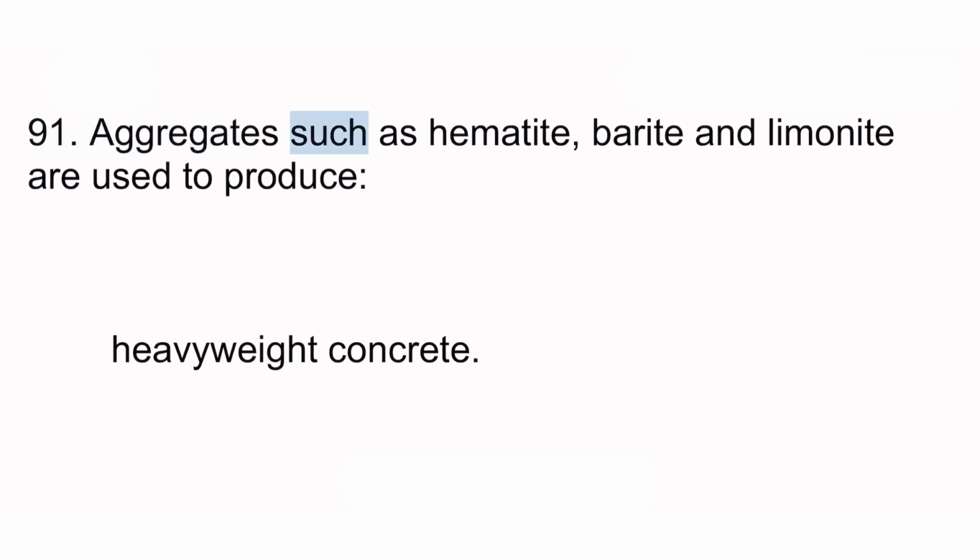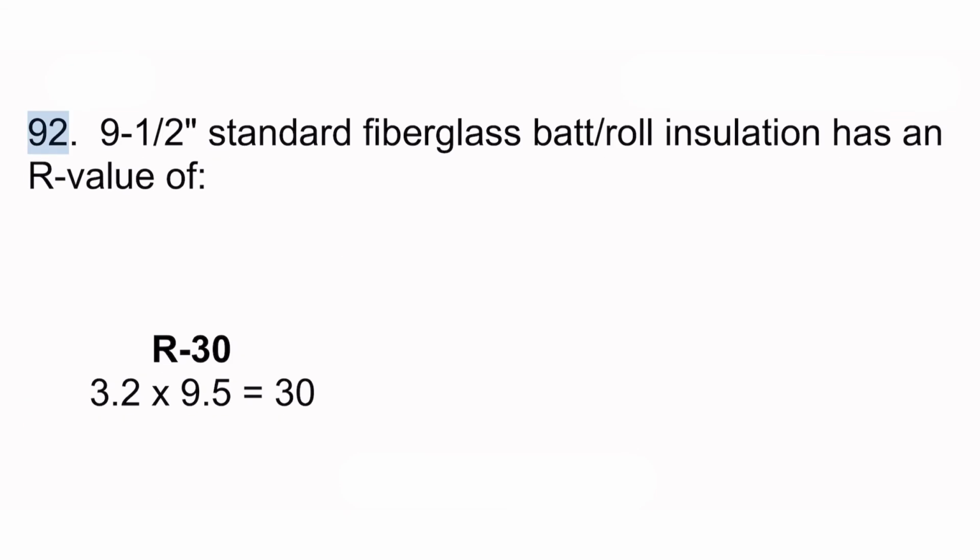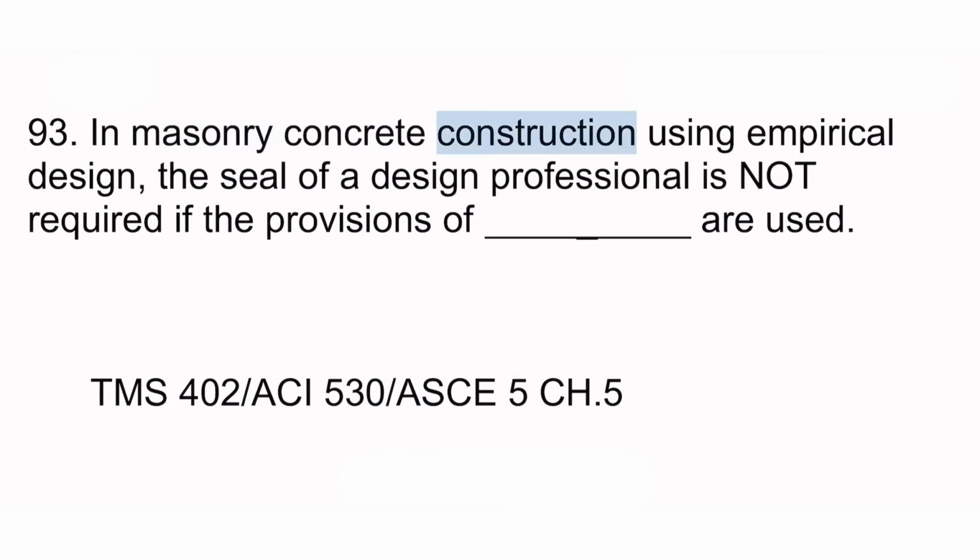91. Aggregates such as hematite, barite and limonite are used to produce heavyweight concrete. 92. 9.5 standard fiberglass batt/roll insulation has an R value of R30. 3.2 times 9.5 is equal to 30. 93. In masonry concrete construction using empirical design, the seal of a design professional is not required if the provisions of _ are used. TMS 402/ACI 530/ASCE 5 Ch. 5.